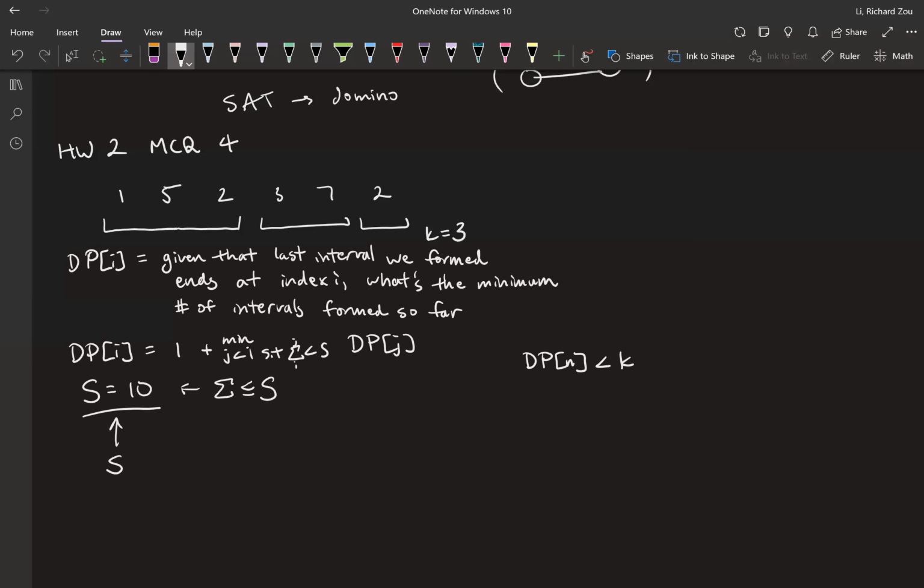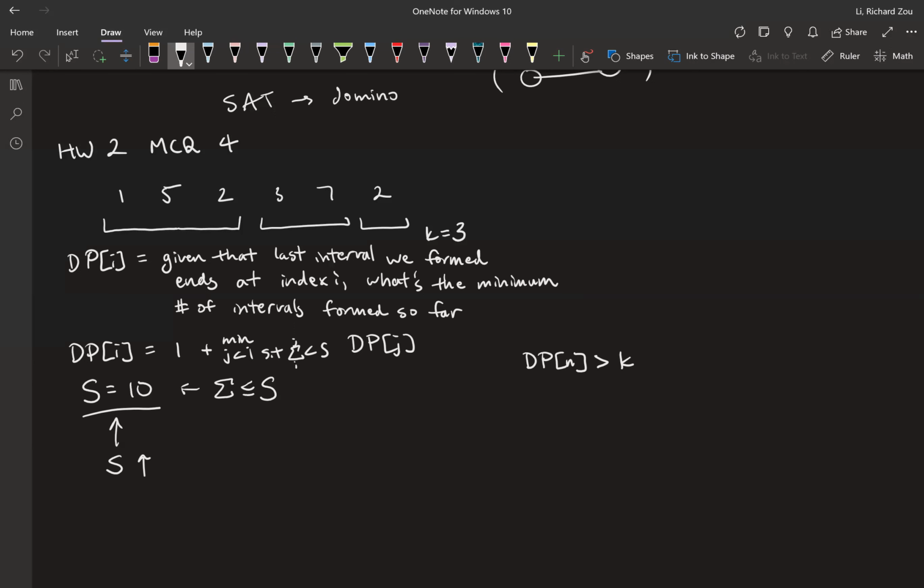We need to reduce the number of intervals, and this essentially means that, if we find that it's less than... I'm going to re-explain this then. If the dpn is greater than k, that means we're using more than k intervals, so the minimum number is going to be more than k, which means that we need to increase our sum here.